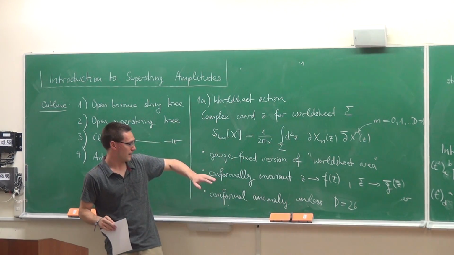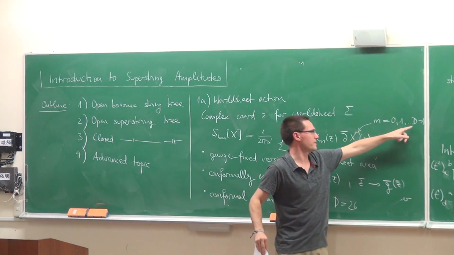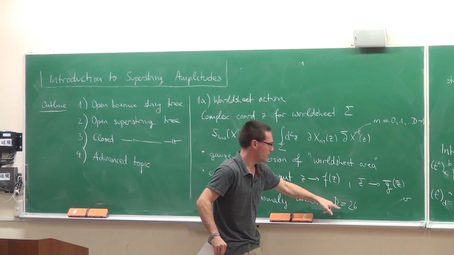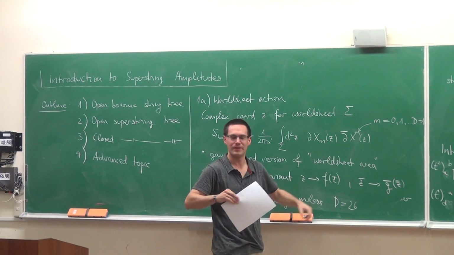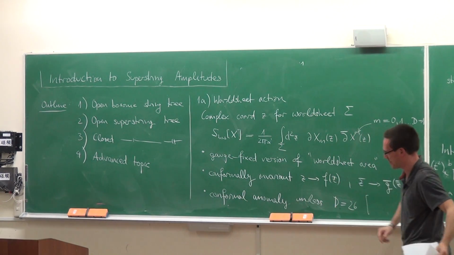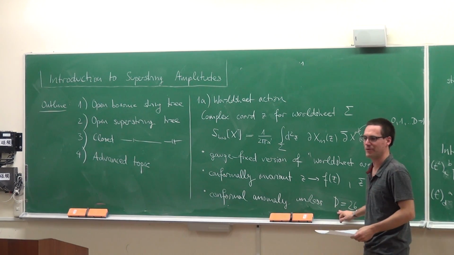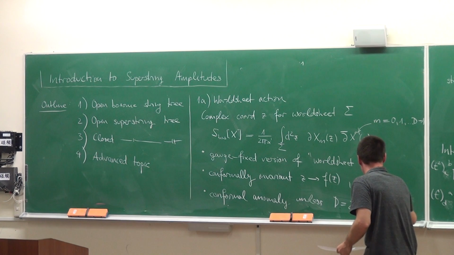There's an anomaly for this conformal symmetry unless you choose the dimensionality of space-time to be 26 for the bosonic string. So it's a nice feature of string theory. It predicts the dimensionality of the space-time it likes to live in. And the corresponding number for the superstring is D equal 10.